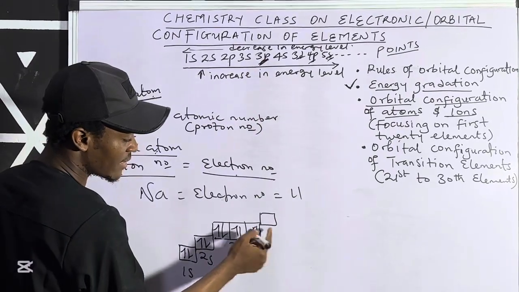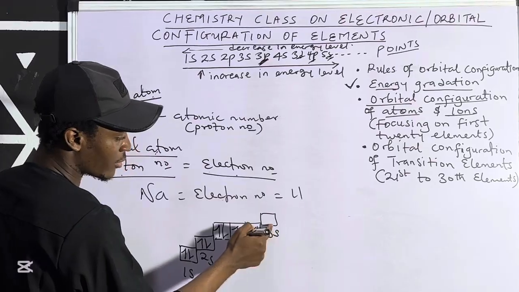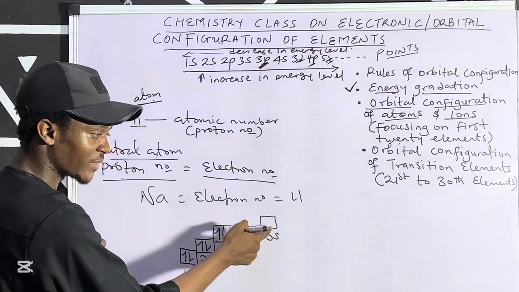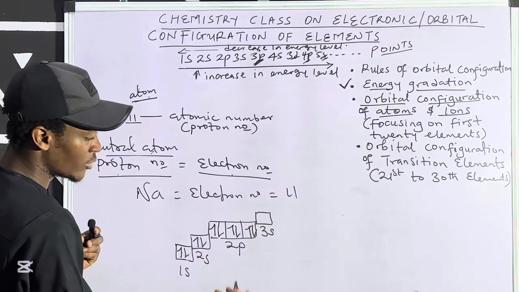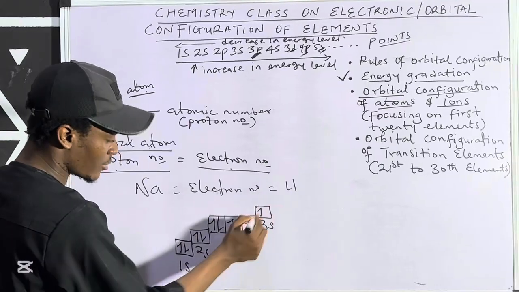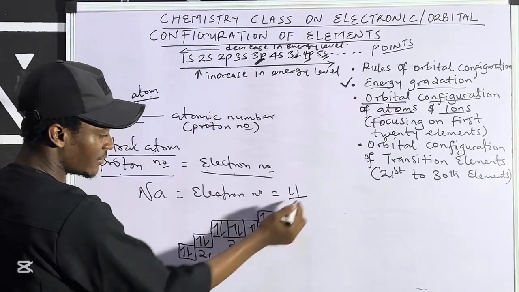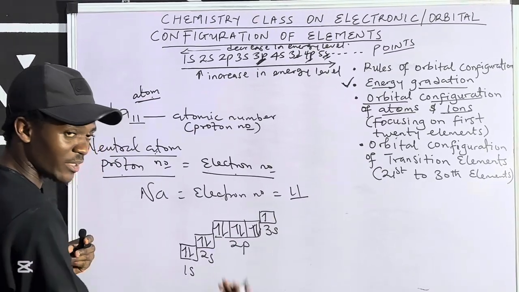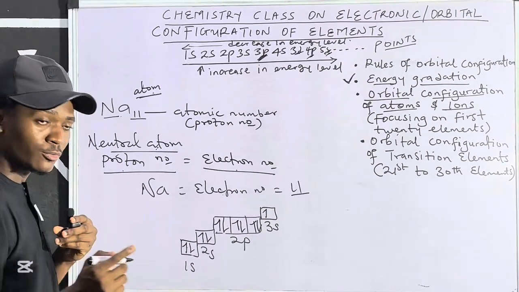3s. Remember, 3s will still be with a small box. Why? Because s is small, having just only 2. So what do we have left? 1 electron, because we have filled 10. Remember, it's 11. So 10 plus 1 gives us 11. So what are you supposed to do?